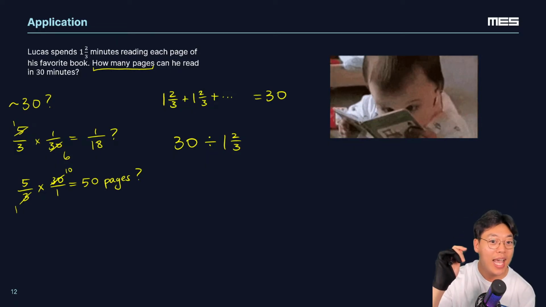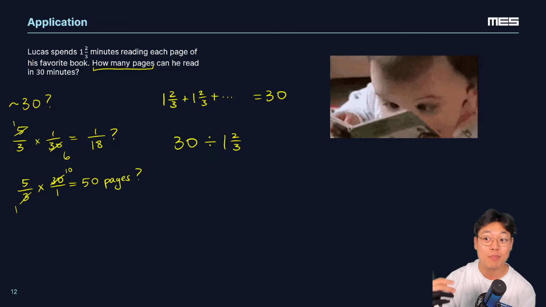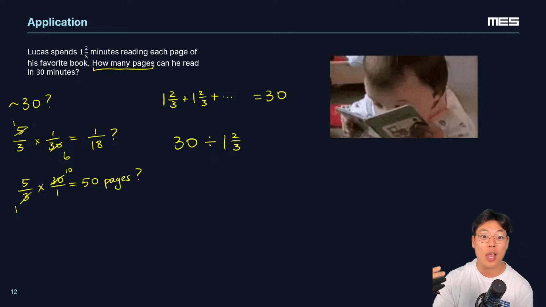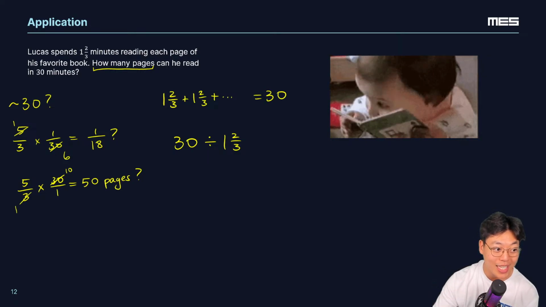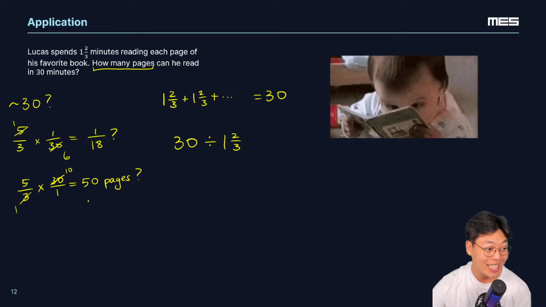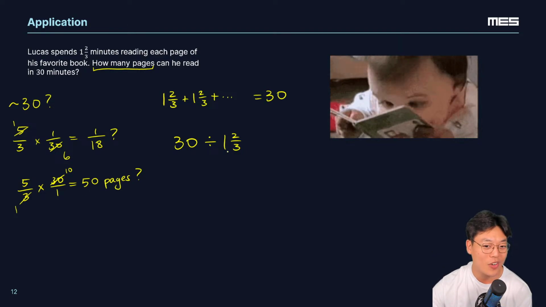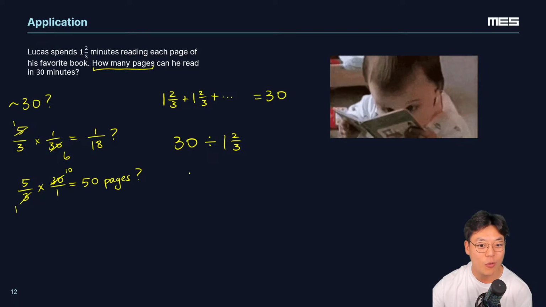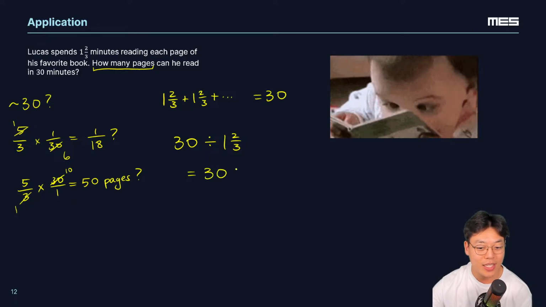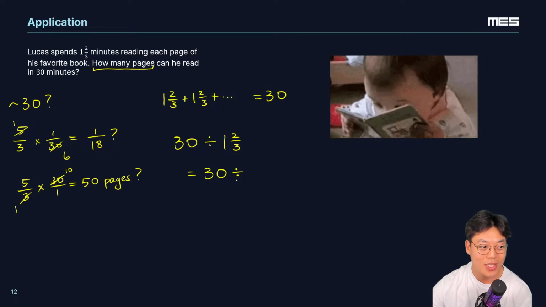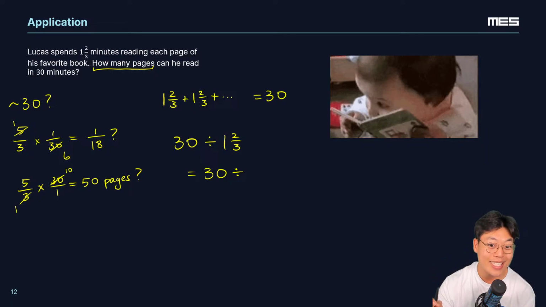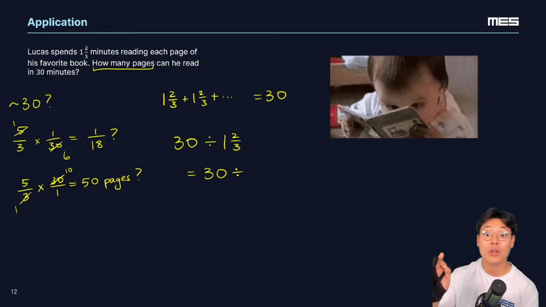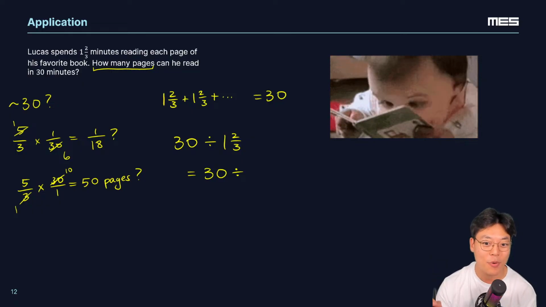Because we know that every page takes more than a minute, it makes sense that the number of pages Lucas can read in 30 minutes will be less than 30. Exactly, Chloe. 30 divided by 1 and 2/3. Now, how can we rewrite this? Right now, 1 and 2/3 is in the form of a mixed number. I want to rewrite this as an improper fraction.